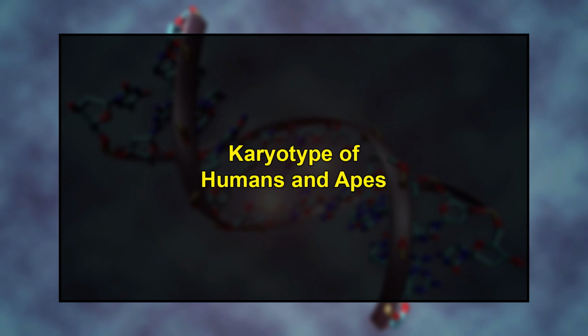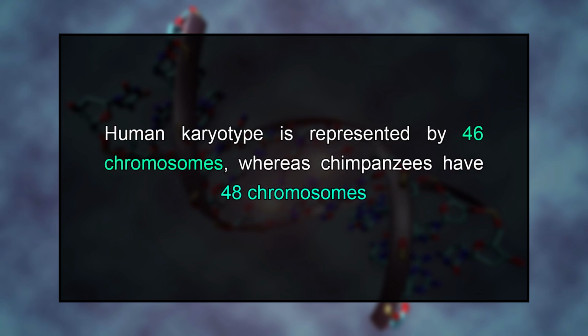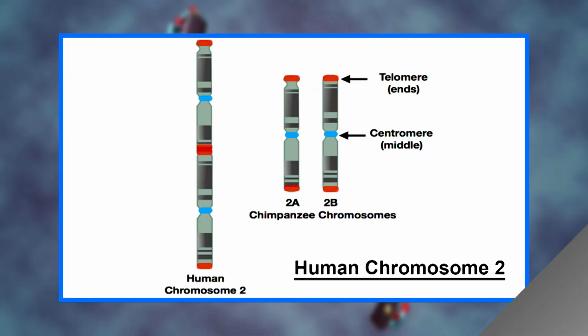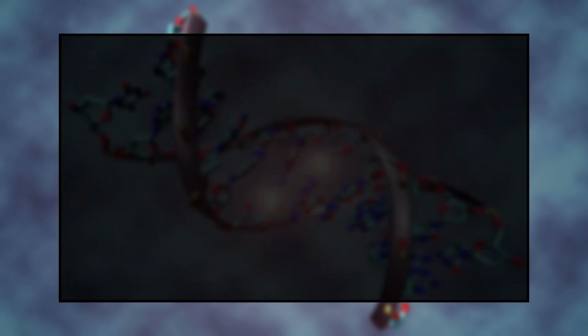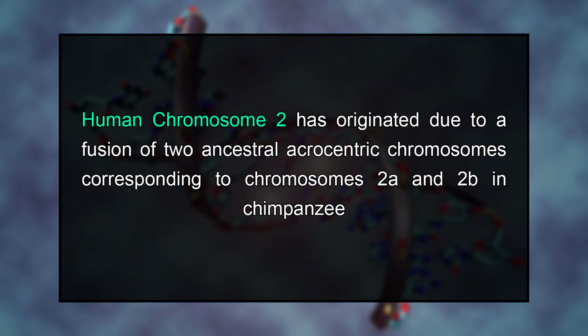Dear students, let's now discuss the karyotype of humans and apes. Human karyotype is represented by 46 chromosomes, whereas chimpanzee has 48 chromosomes. In general, both karyotypes are very similar. However, there is a major difference corresponding to the human chromosome 2. It has originated due to a fusion of two ancestral acrocentric chromosomes corresponding to chromosomes 2A and 2B in chimpanzees. Also significant, pericentric inversions were found in 9 other chromosomes.